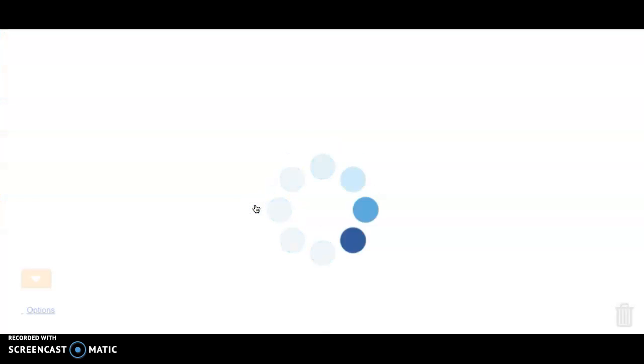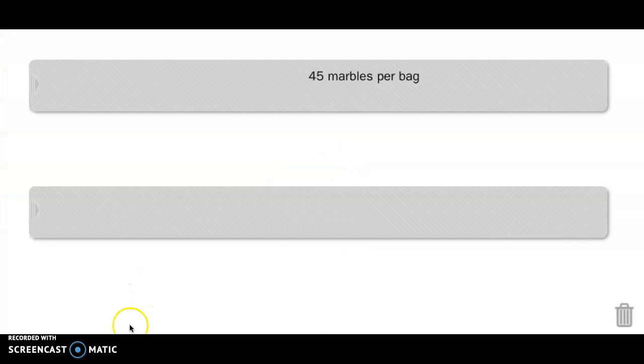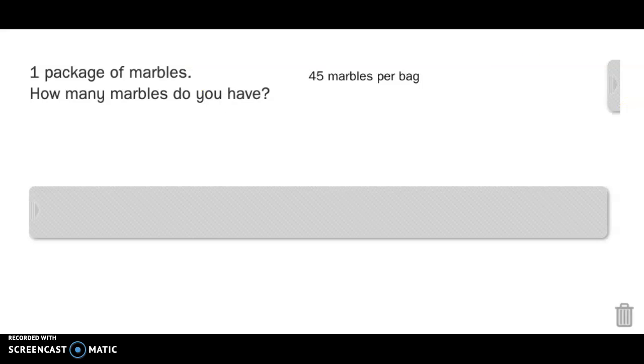Now we're going to learn a different multiplication, and let's look at this one. Still on your separate sheet of paper, your whiteboard, it says 1 package of marbles. How many marbles do you have? Well, there's 45 marbles per bag, per package. If you have one bag of marbles, how many marbles do you have?